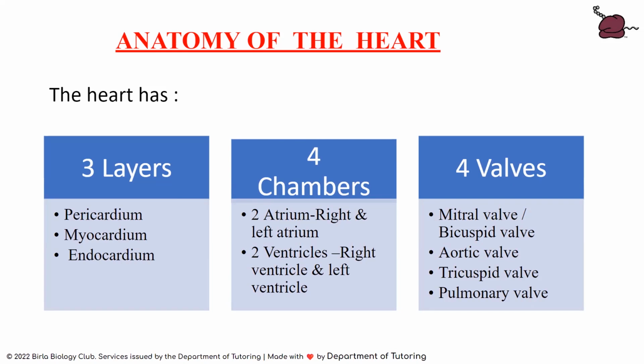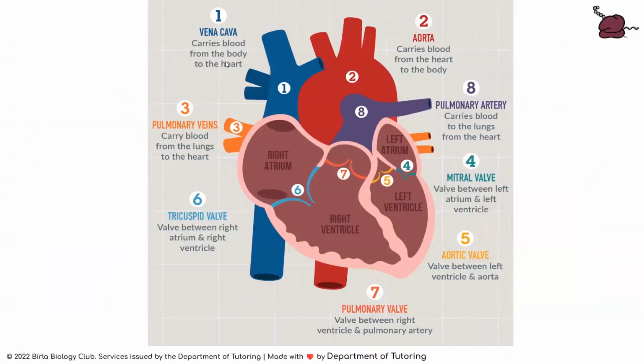Now let's take a look at the diagram. Here we have the vena cava, which carries blood from the body to the heart. Then we have the aorta. It is also known as the largest artery. This carries blood from the heart to the body. Then we have pulmonary veins. They carry blood from the lungs to the heart.